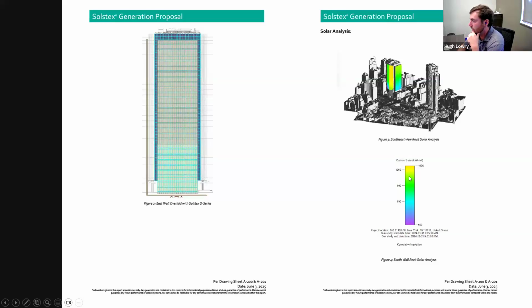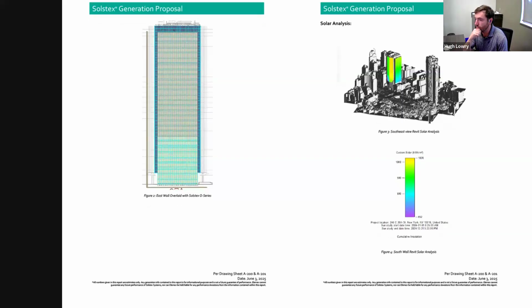You can see in this one that basically this yellow face here is very hot. You can see the green is fairly hot as well, but then as we get towards the lower levels of the building, it gets a bit worse. You get a bit darker, and that's primarily just due to shading from the surrounding buildings. So it's a very powerful tool. It's very accurate in predicting the generation of the system by looking at the building as a whole and how much energy is going to fall onto it.